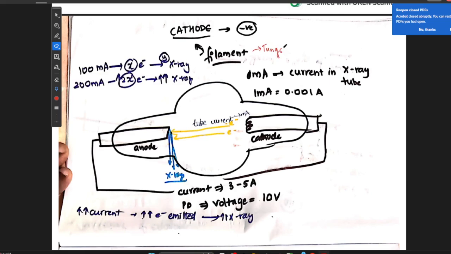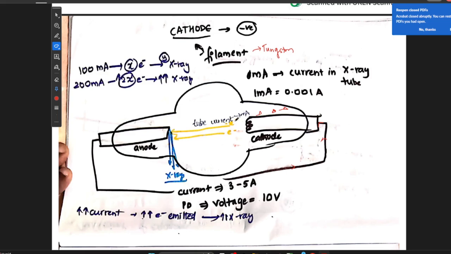We are connecting the cathode and the anode to a potential difference and to a current, that is, to electricity. Any electricity will have current and voltage. The current should be around 3 to 5 angstroms and the voltage should be around 10 volts. When the current is around 3 to 5 angstroms and the voltage is across 10 volts, the electricity passes to the cathode. The cathode will get heated. When the cathode is heated, electrons are released from the cathode and they hit the anode, and when they hit the anode, X-rays are produced.